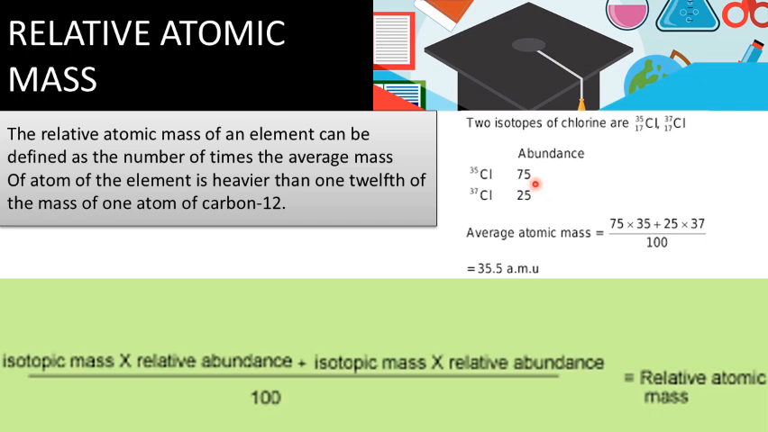So in this case, we can say that chlorine 35 is the most abundant isotope. Going by this formula, we have 75 times 35, plus 25 times 37, divided by 100. That should give us 35.5 AMU. AMU is the unit of measurement of relative atomic mass. So that's how to go about the calculation of the relative atomic mass.